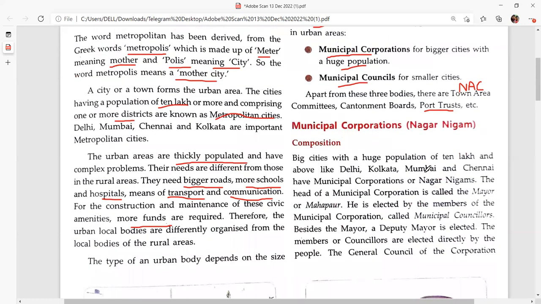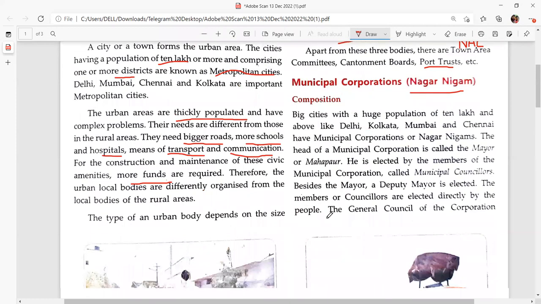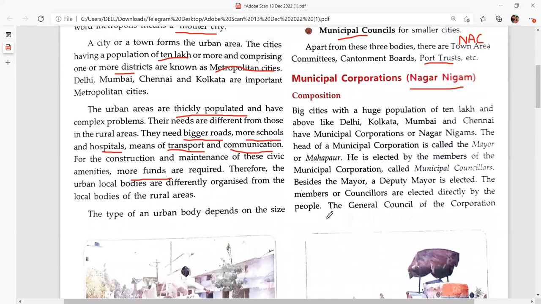The first part of your urban local self-government is municipal corporations, known as Nagar Nigam. What is the composition of a municipal corporation? Big cities with a huge population of 10 lakh and above, like Delhi, Kolkata, Mumbai, and Chennai, have municipal corporations or Nagar Nigam. The head of the municipal corporation is a mayor or Mahapaur.